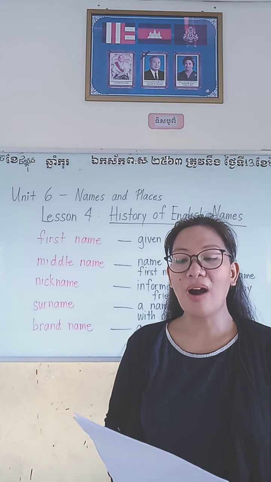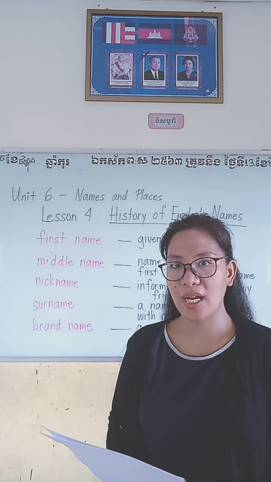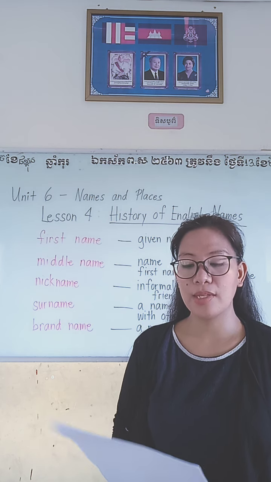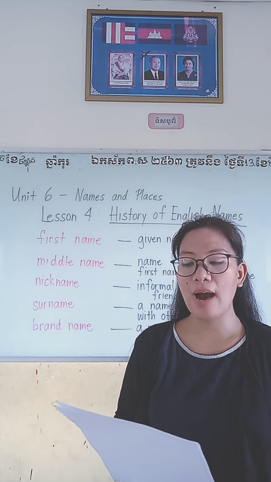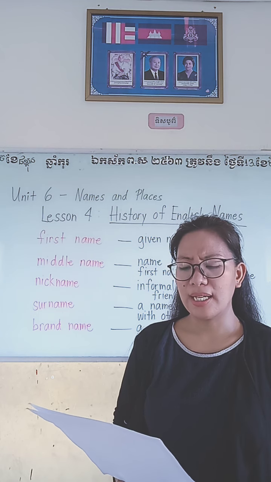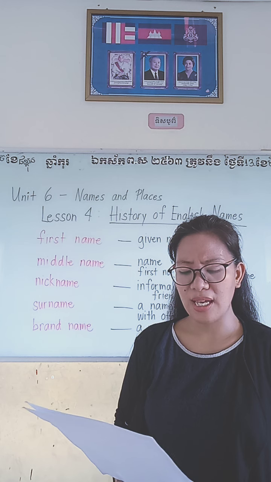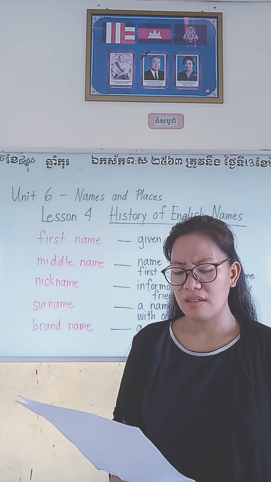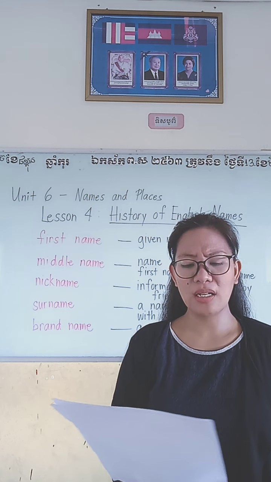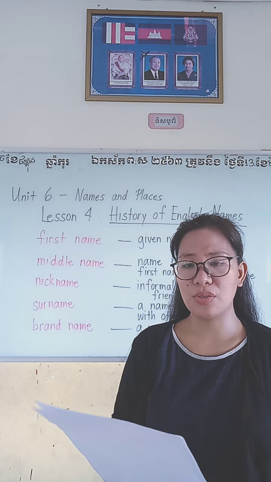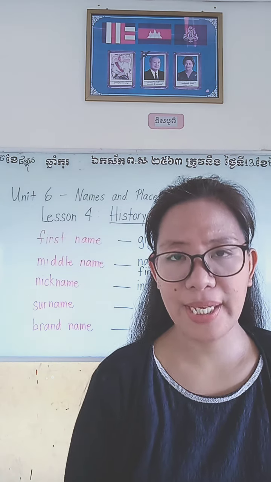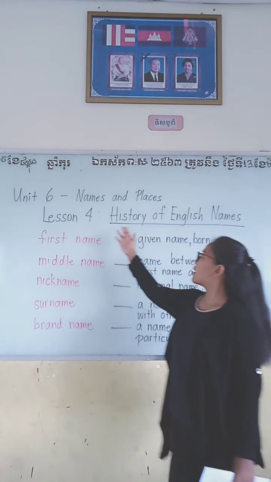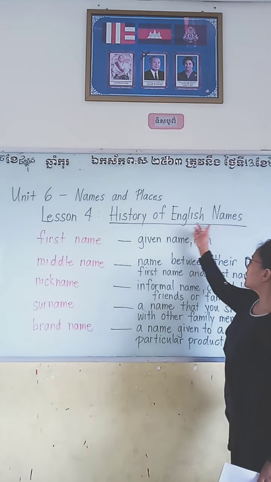There's a reading part in your homework. So you're going to answer that one later. But now let's learn how the English people give their names. Okay? How do they name a product, or how do they give a name to a person? Let's begin. Lesson 4. History of English names.